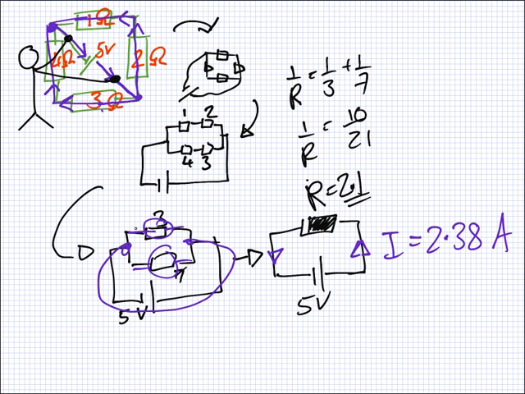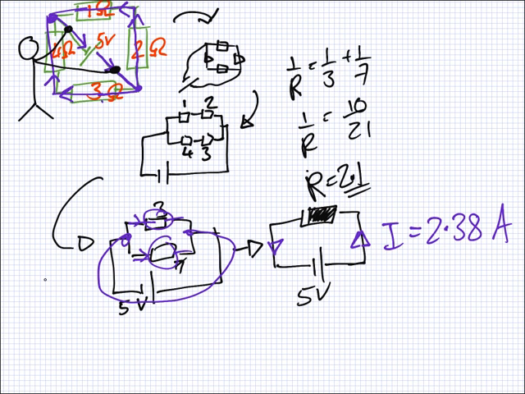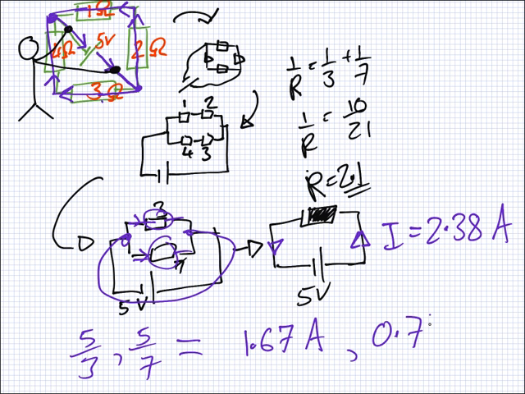Okay? So how can I get the currents here and here? Again, using VIR, it'll be 5 over 3 and 5 over 7. So that's equal to, 5 over 3 is 1.6666, okay, 5 over 7 is 0.714. Now notice, if I add these two together, I will get 2.38.